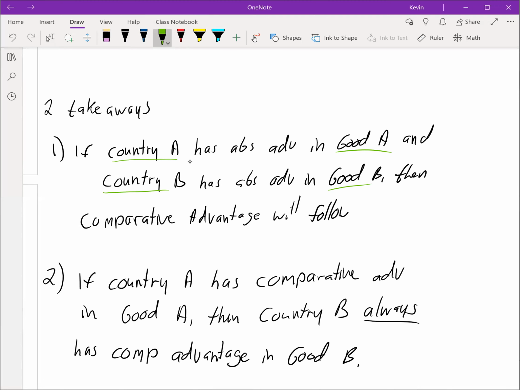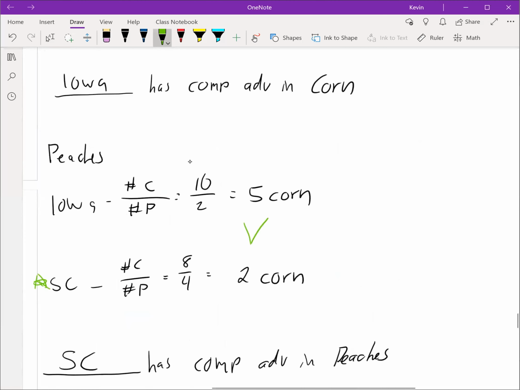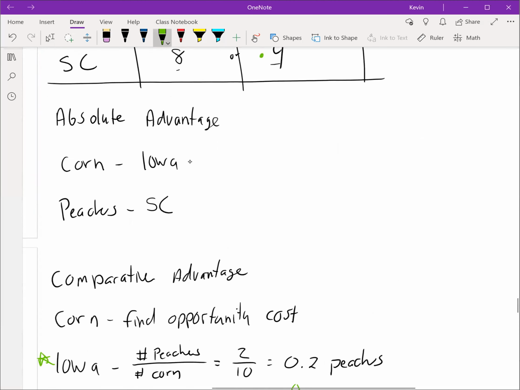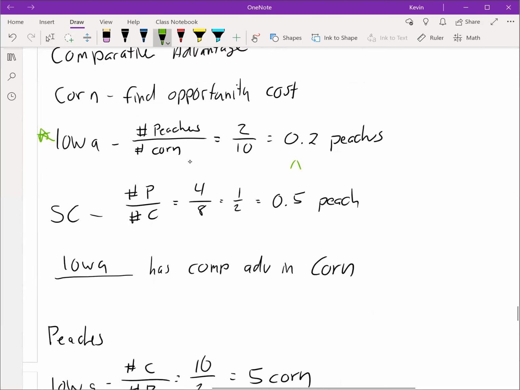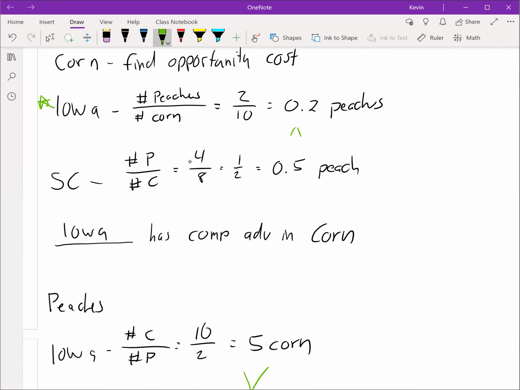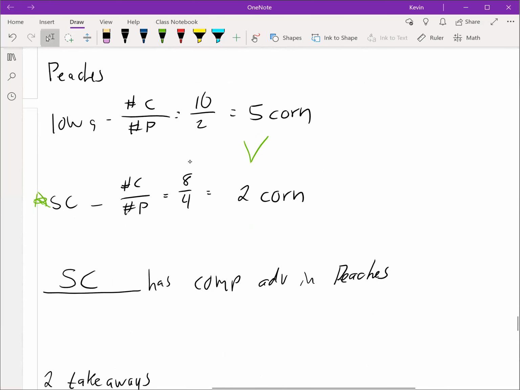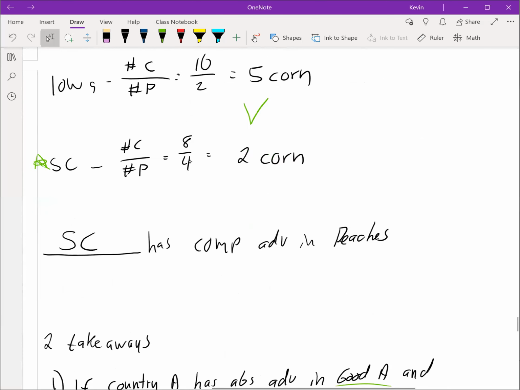So country A has the comparative advantage in good A, and country B will have the comparative advantage in good B. Just like in our example up here. So Iowa had the absolute advantage in corn, South Carolina had it in peaches. We saw that Iowa also had the comparative advantage in corn, while South Carolina had the comparative advantage in peaches.